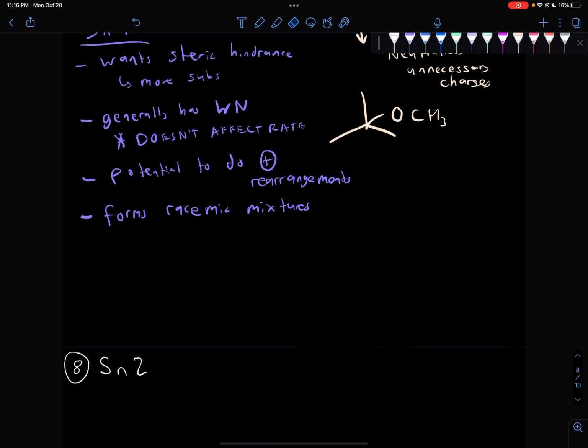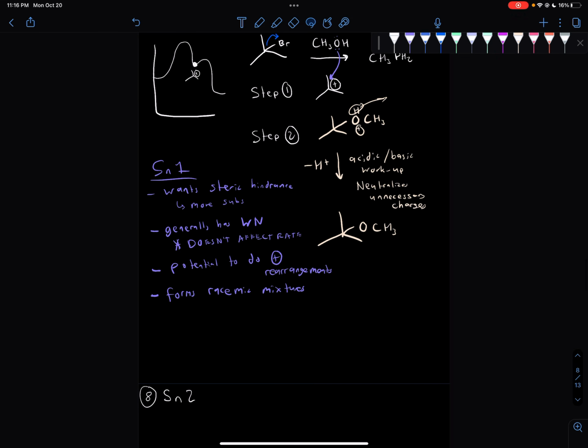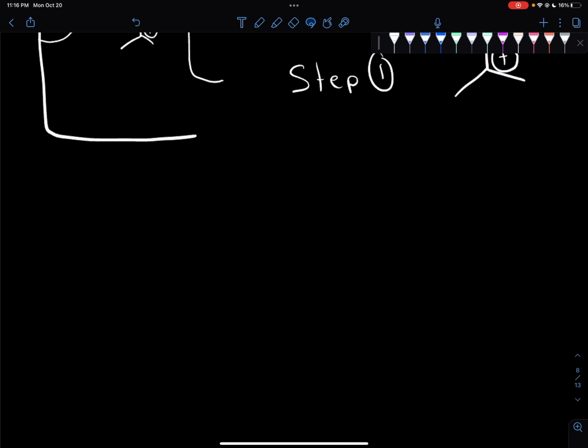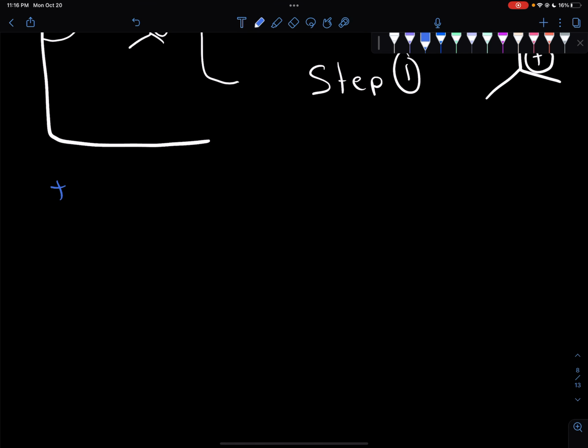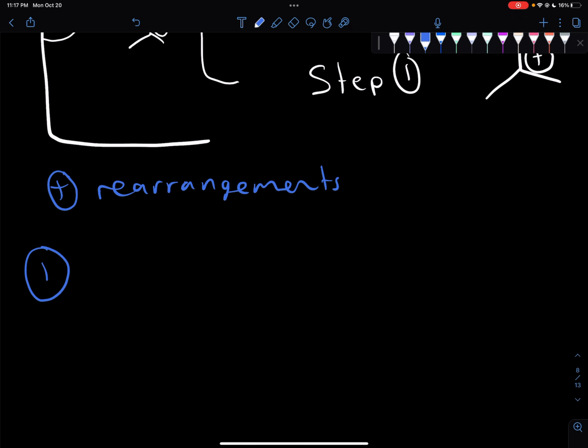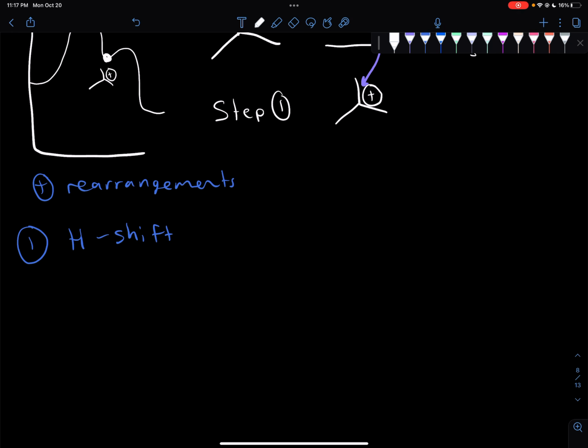Okay, let's talk about carbocation rearrangements. So there's 3 types of rearrangements. The first 2 are easy. So the first one is a hydrogen or a hydride shift. So let's say we have this right here. Your bromine leaves, it will form a carbocation on this secondary carbon.